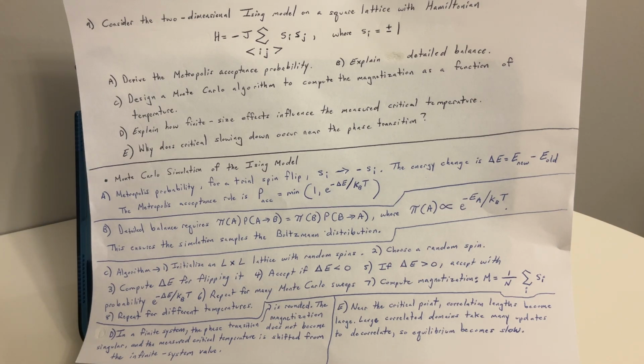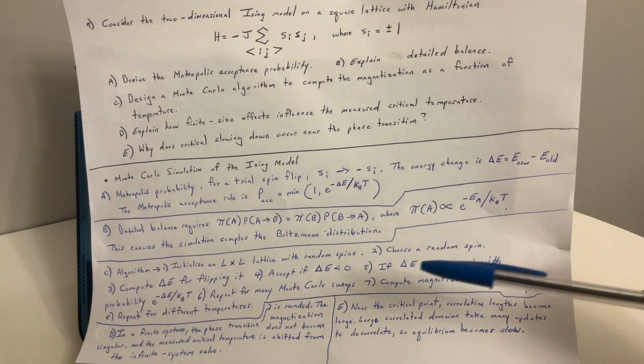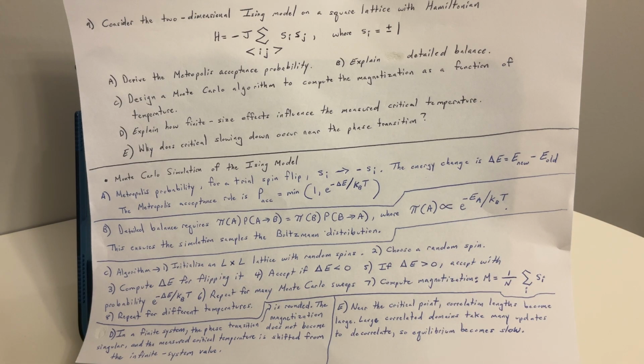Part E, why does critical slowing down occur near the phase transition? Well, near the critical point, correlation lengths become large. Large correlated domains take many updates to decorrelate, so equilibrium becomes slow. Okay, so that is for number 9.